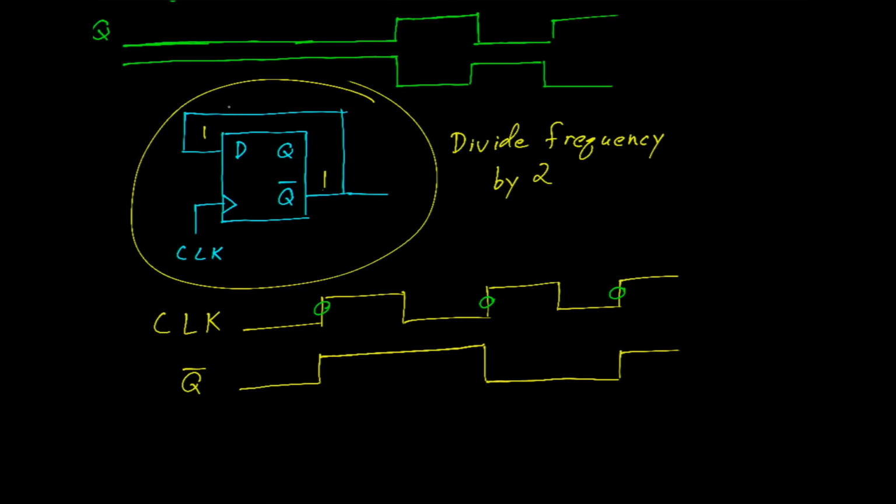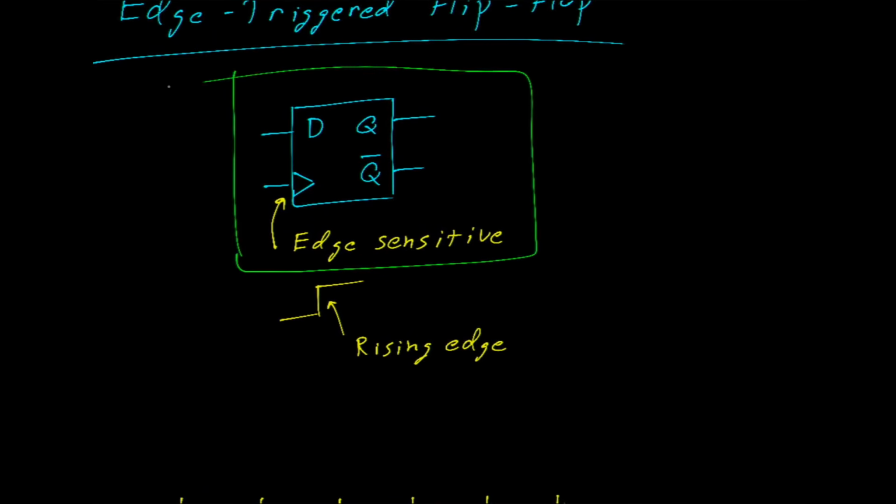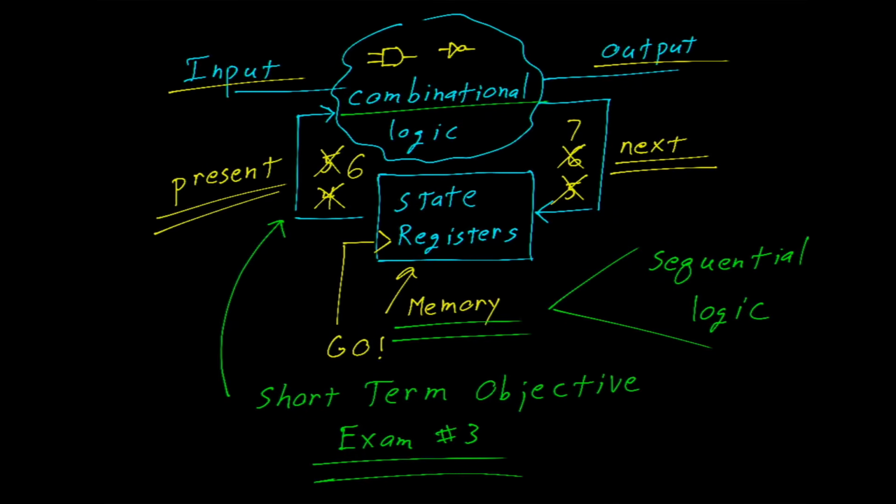As we close this discussion, I would encourage you to focus in on this edge-triggered data flip-flop, because it is the heart of the finite state machine. It is the heart of our short-term objective and something that will certainly be on exam number 3.